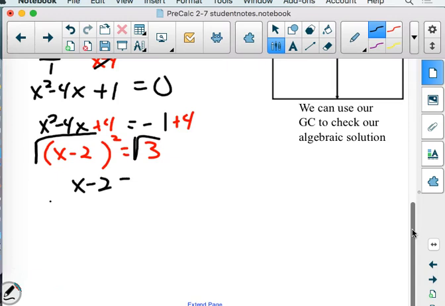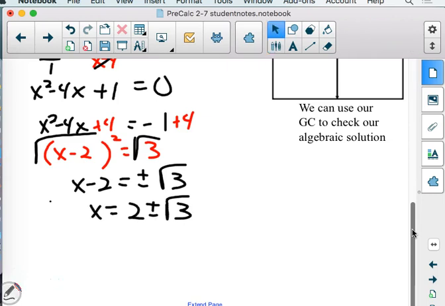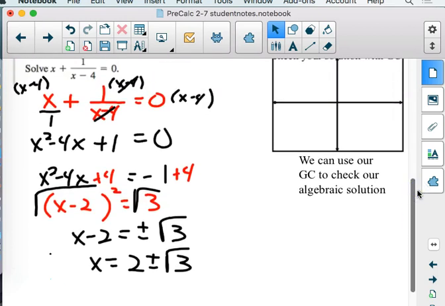So x minus 2 equals plus or minus the square root of 3. We recognize there's nothing we can do to simplify the square root of 3, but we're not quite done. Move the 2. This one, it's going to be a little more complicated. We've got 2 plus the square root of 3 and 2 minus the square root of 3.